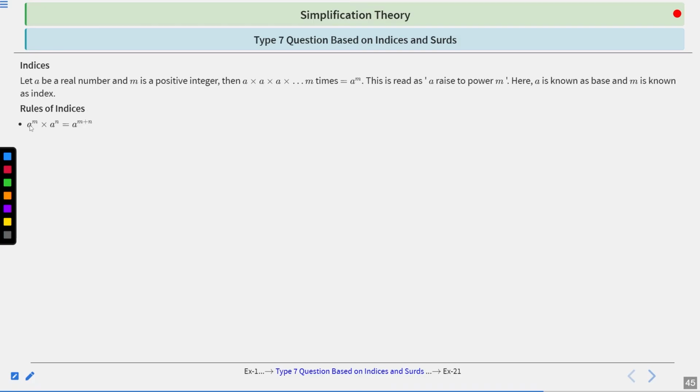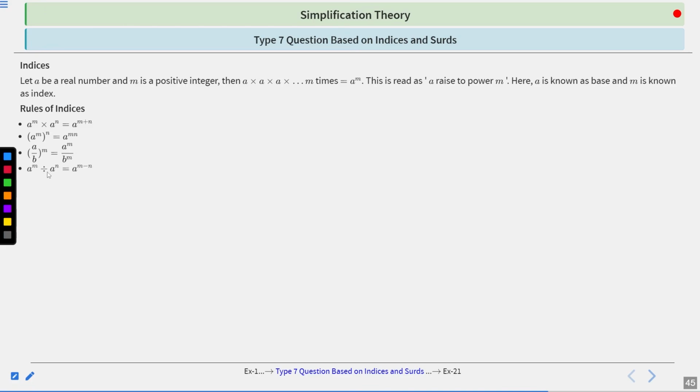So we can say that A to the power M into A to the power N equals A to the power M plus N. Next one. A to the power M in bracket, whole power N, we can write it in the form of A to the power M into N. Next one. A upon B to the whole power M, we can write it in the form of A to the power M upon B to the power M.